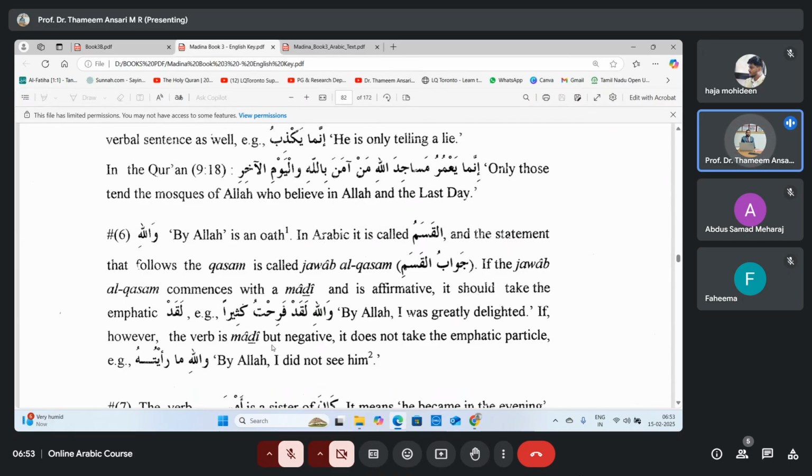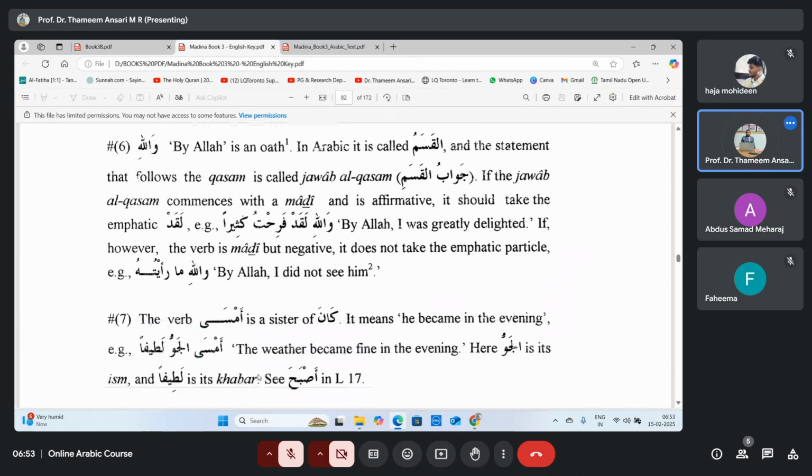If, however, the verb is madi but negative, it does not take the emphatic particle لقد. Example, والله ما رأيته. By Allah, I did not see him.